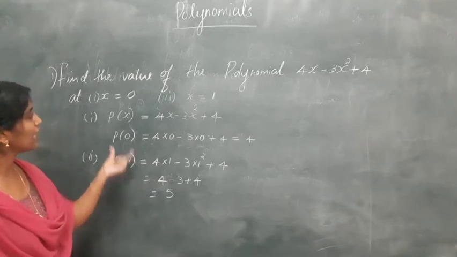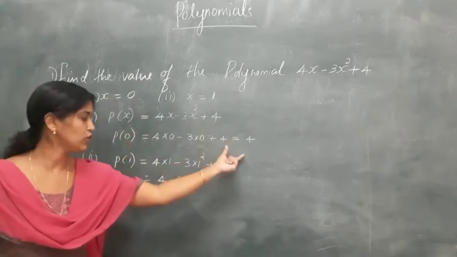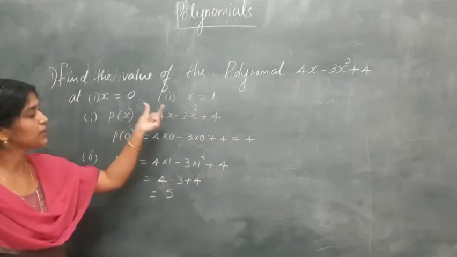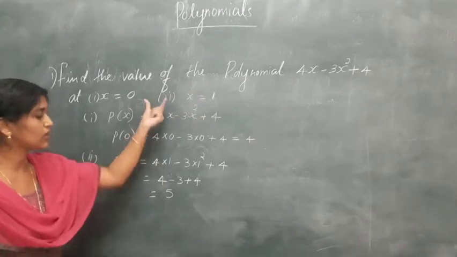The value of the polynomial at x is equal to 0, we call it p of 0, that is equal to 4. And next, the value of the polynomial at x is equal to 1 is p of 1. We call it 5.